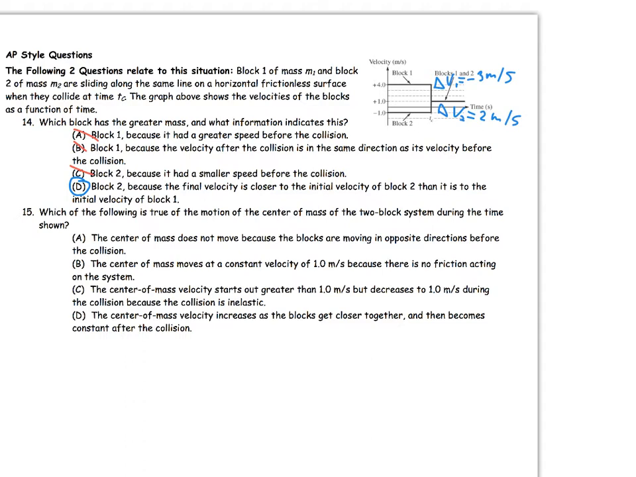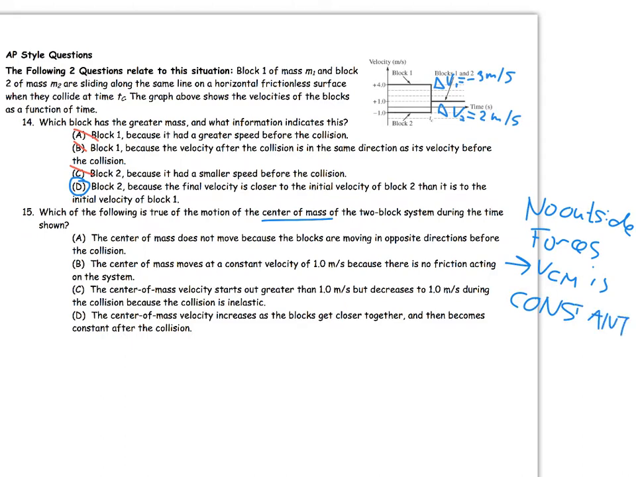Now for the second part, which of the following is true about the center of mass of the two-block system. Keep in mind that we have no outside forces acting on this system. It's a level surface. It's frictionless, and so since there are no outside forces, that means the velocity of our center of mass is constant. So that's going to correspond with answer choice B. The velocity of the center of mass of the system moves at a constant velocity of 1 meter per second because there's no friction. In other words, no outside forces acting on the system.